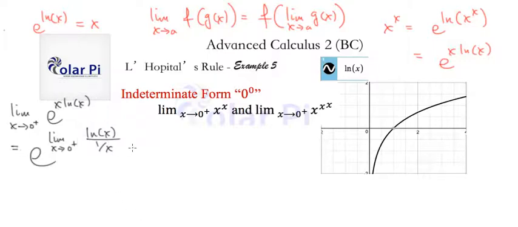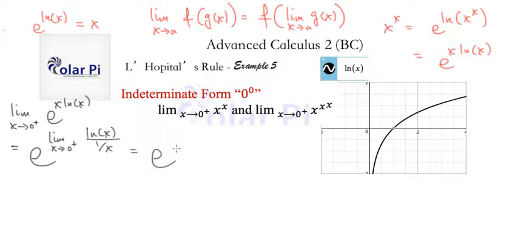But now, if we evaluate the limit, we get e to the ln of 0 from the right, which is negative infinity as we already said, divided by 1 over x, which as x goes to 0 from the right goes towards infinity. So we have the infinity over infinity situation, so we can apply L'Hopital's rule. Let's do that.